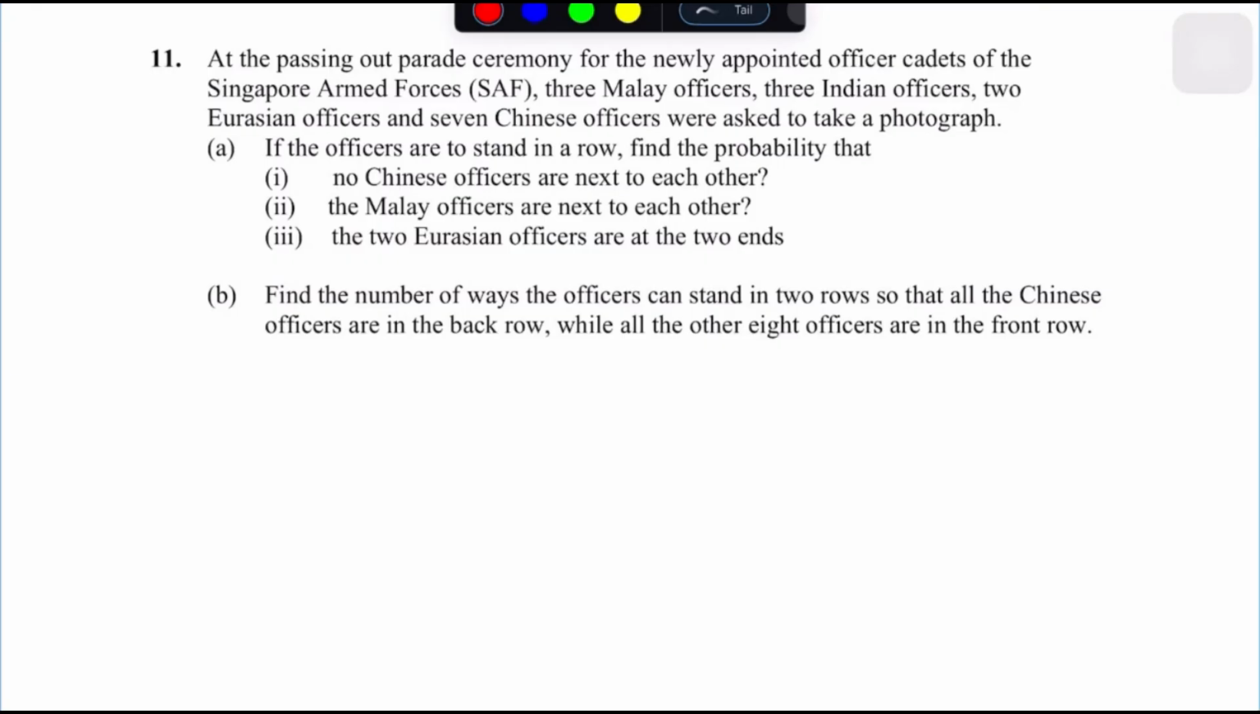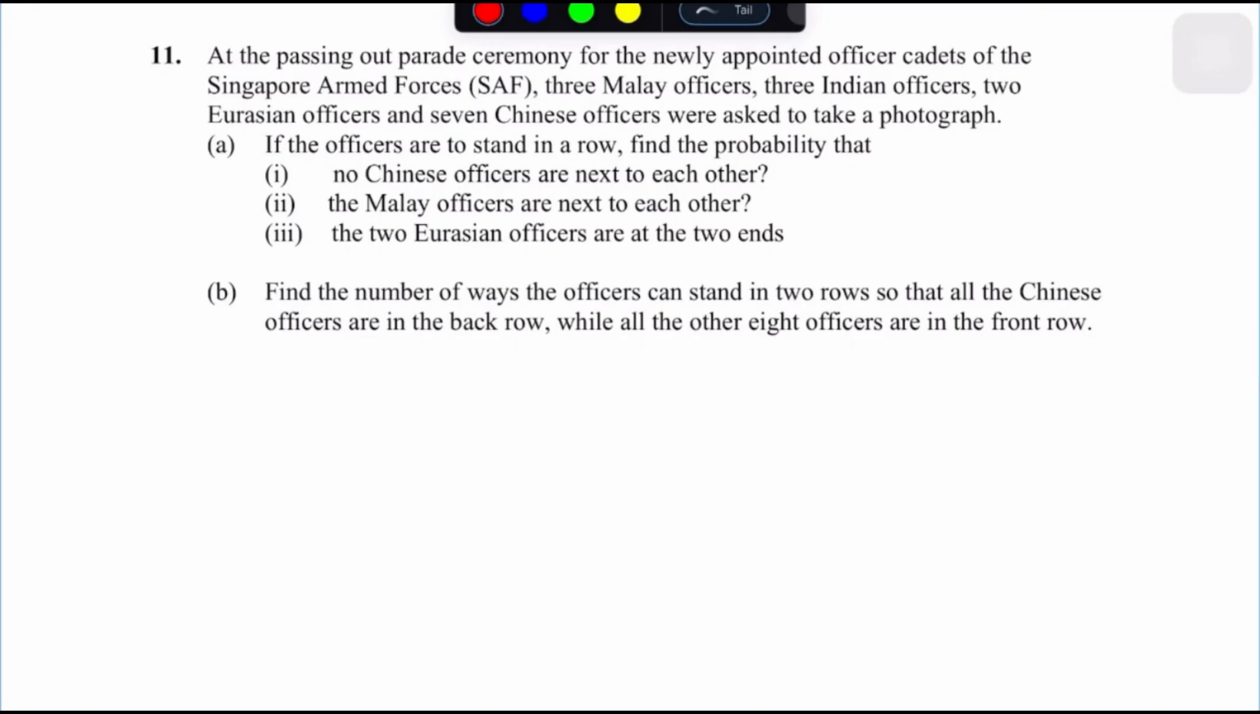And then question 10, choosing choir committee. That one requires us to do counting in terms of permutation and combination. Likewise for 11, our P&C chapter is alive here as well.